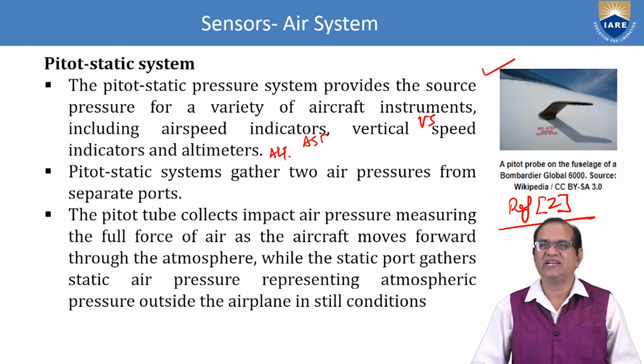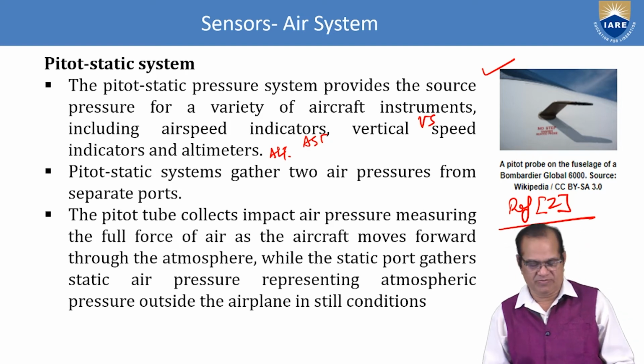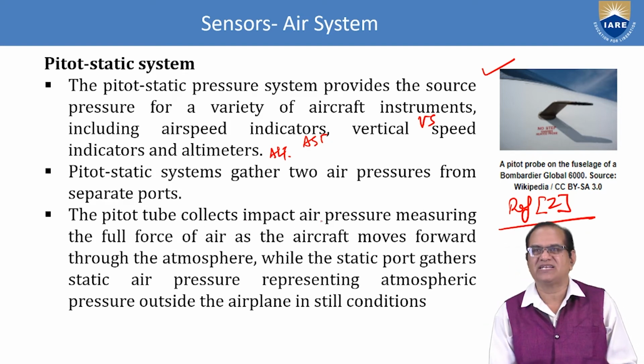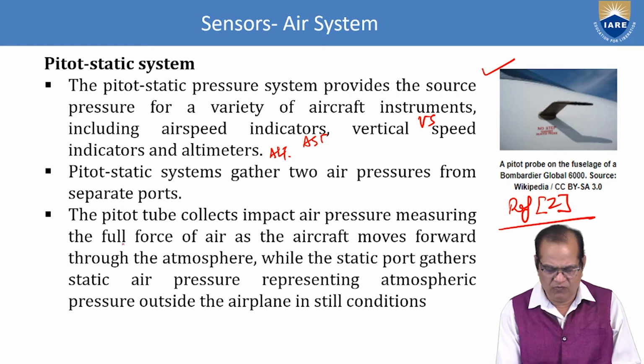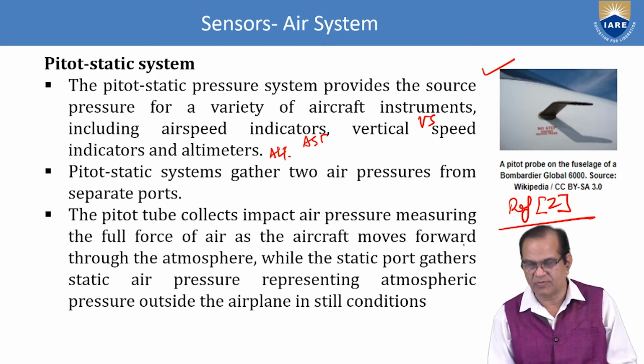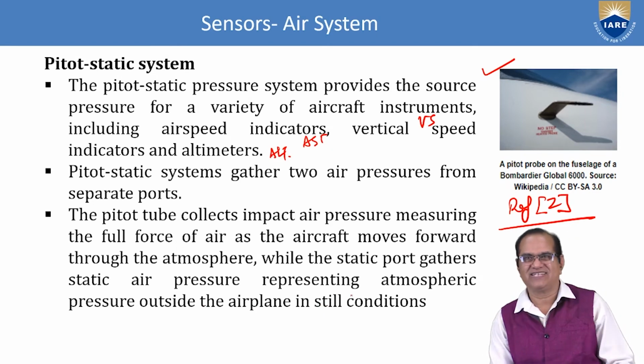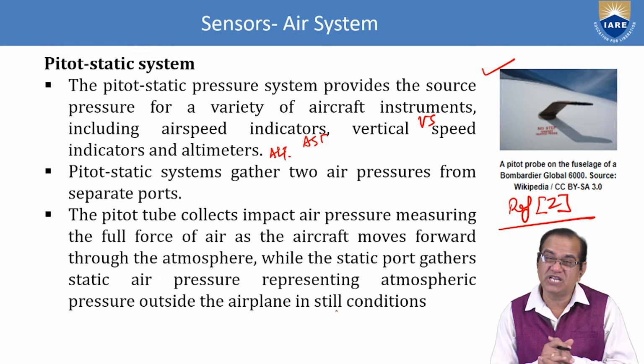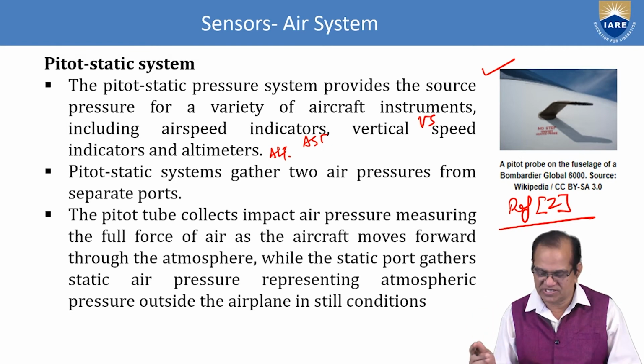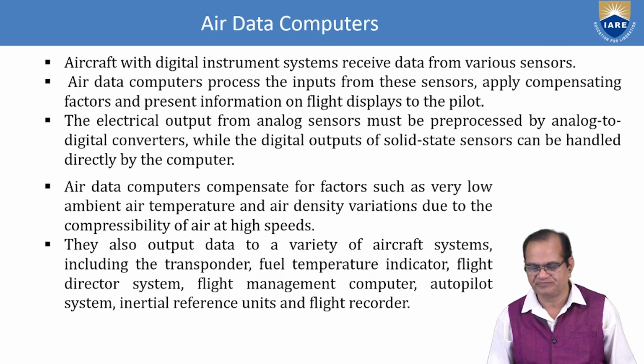The pitot-static system gathers two air pressures from separate ports. One is the static pressure and another is the dynamic pressure. The pitot tube collects impact air pressure, measuring the full force of air as the aircraft moves forward through the atmosphere, while the static port gathers static air pressure, which represents the atmospheric pressure outside the airplane in still condition. So the static pressure is the atmospheric pressure. At that condition, it is measured by the static pressure.